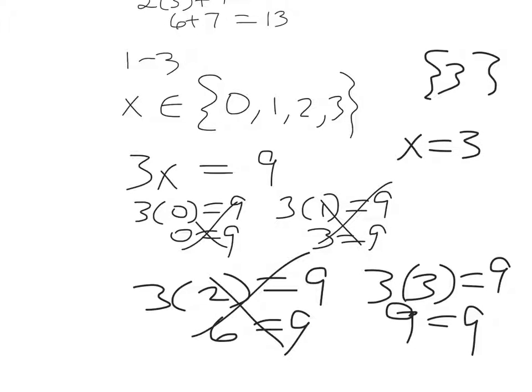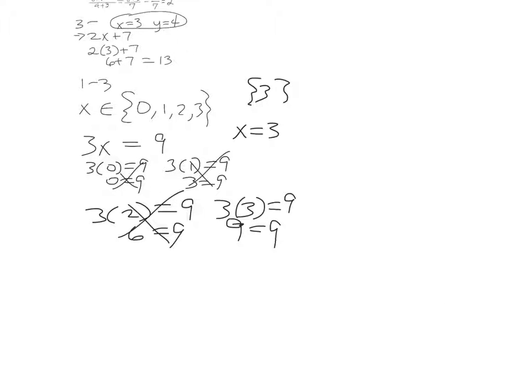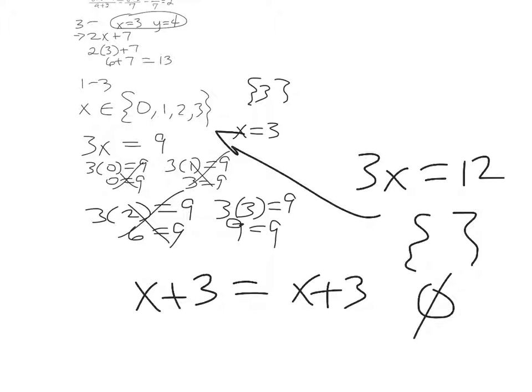Now, also remember, if I have my same domain here, the 0, 1, 2, 3, let's say I have something that shows 3x equals 12. Notice when I try to set it equal to 12, none of this domain will work, so my answer is the empty set or the null set. Now you also might get a question where every single number will work. Let's say I have x plus 3 equals x plus 3. And then you would just list all the numbers from the domain.